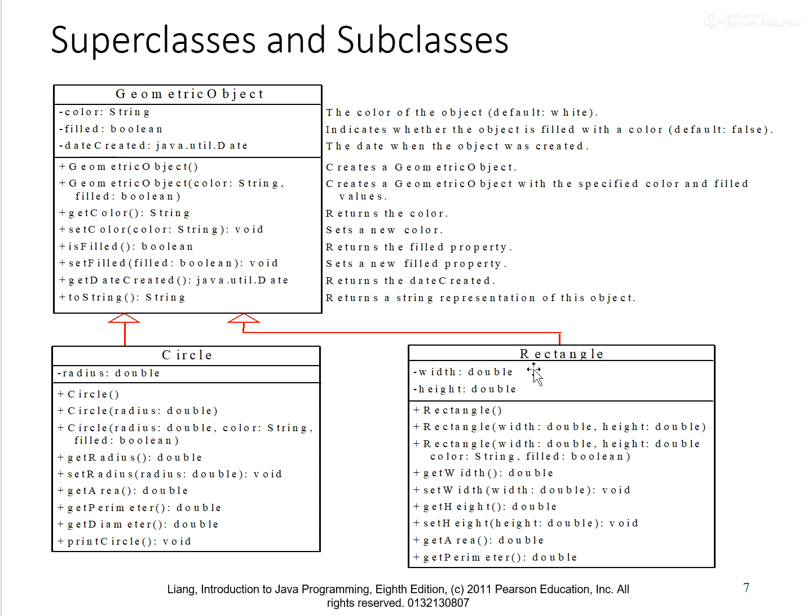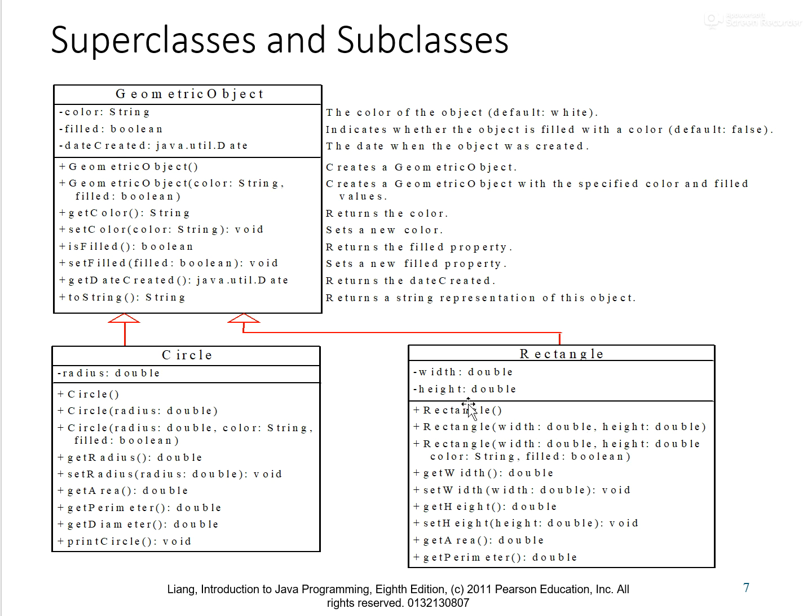Similarly, the rectangle also has an is-a relationship with geometric object. Rectangles, however, don't have a radius. They have a width and a height. So you can see, while all of these things make sense for a circle and also make sense for a rectangle, the shape-specific member variables and methods are kept inside of the circle and rectangle classes respectively.